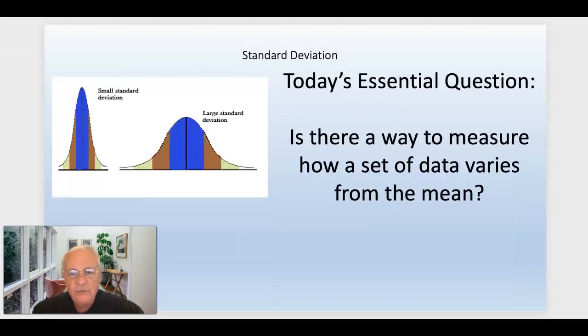Today's essential question: Is there a way to measure how a set of data varies from the mean? Well, it turns out there is.